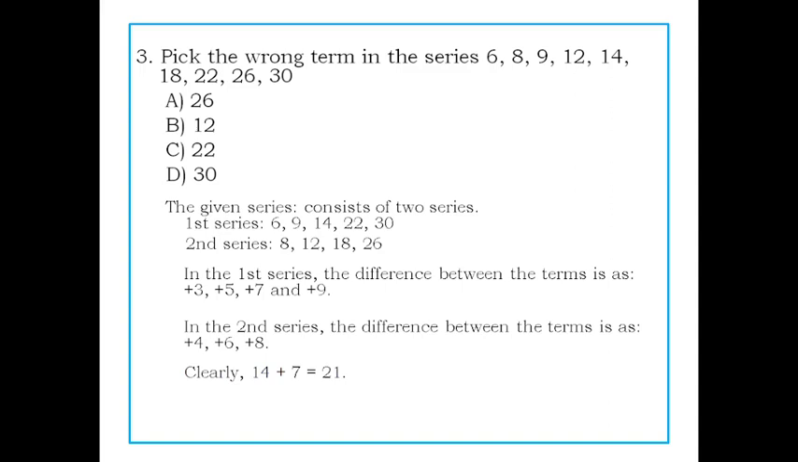So clearly we have a point that 14 plus 7 should have been 21, but we got 22. But also you can check the 21, if it is, then 21 plus 9 would be 30. So instead of 21 you got 22. So option C is the wrong answer here. I hope this is clear.